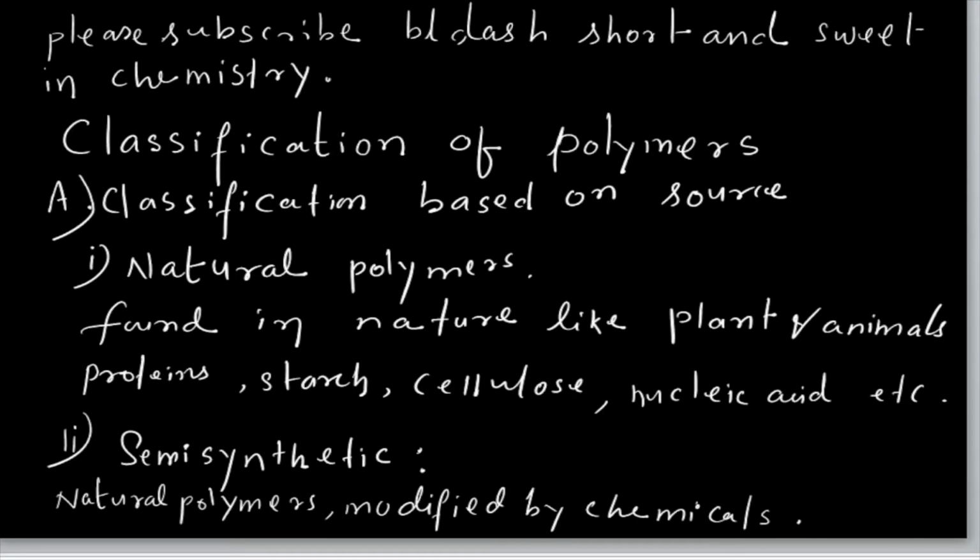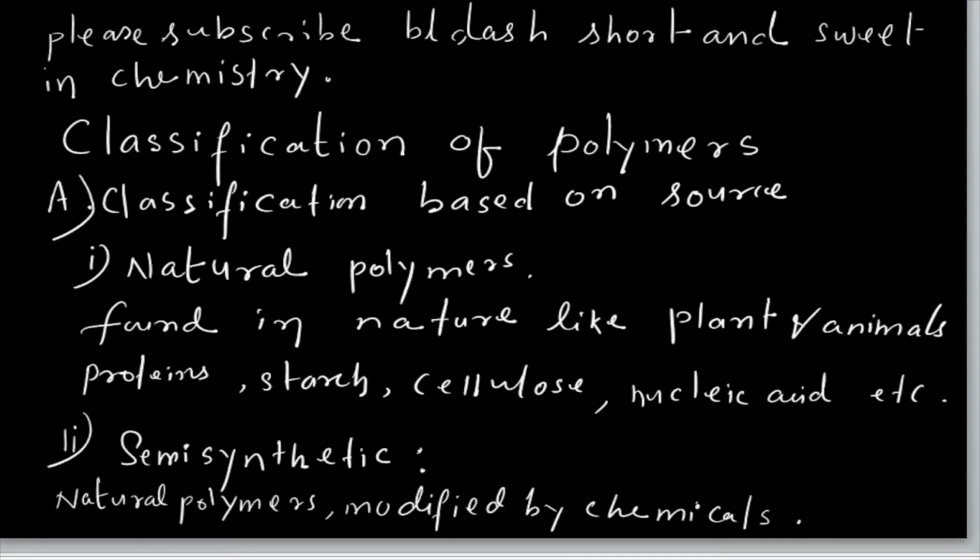Then come to classification of polymers. Classification means how the polymers are obtained, produced according to the nature and behavior of the process. That is why it is known as classification of polymers. There are so many types of classification. First you see, that is classification based on source.